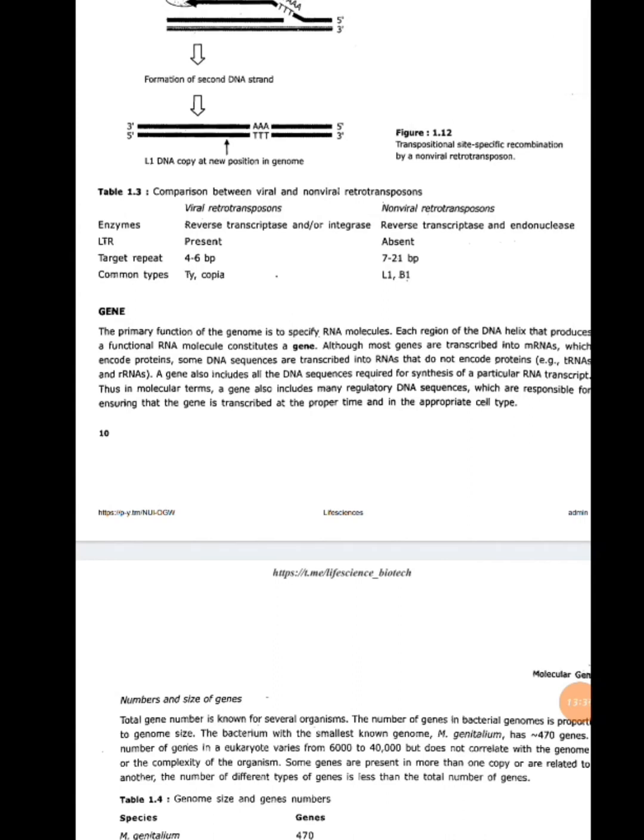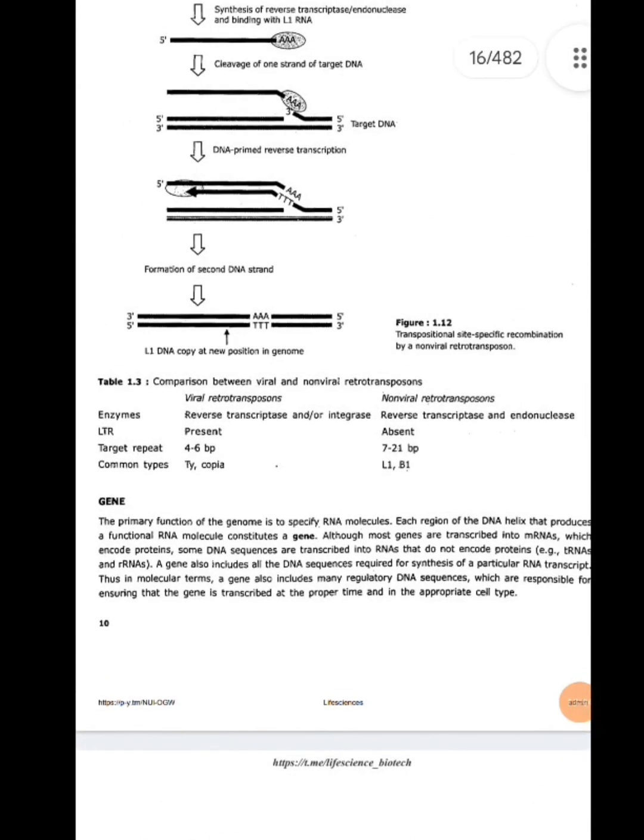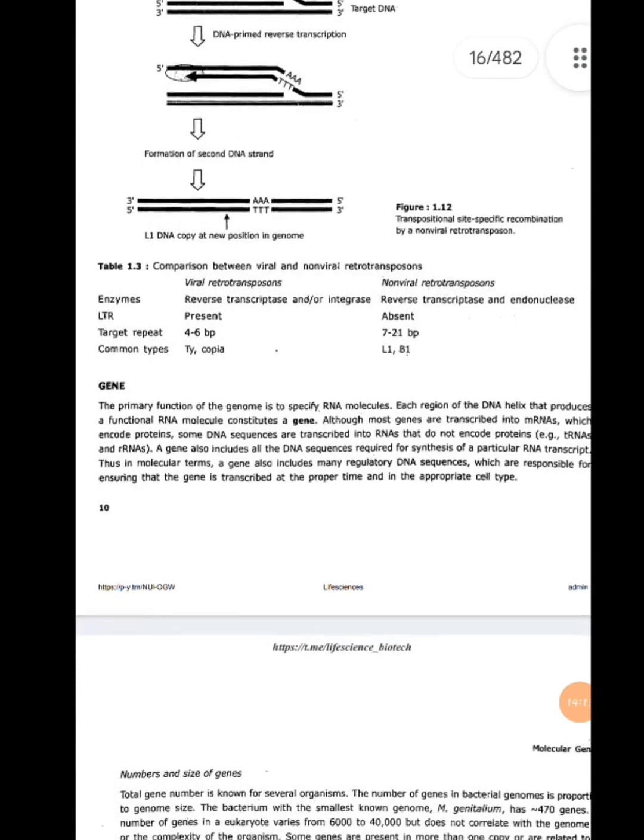So basically, a new DNA copy is formed in the case of LINE elements, which helps in transposition. From the L1 element there is synthesis of L1 RNA, and then the reverse transcriptase endonuclease will bind to L1 RNA, and one strand will be cleaved. Then DNA primed reverse transcription will occur, and there is formation of the second strand.